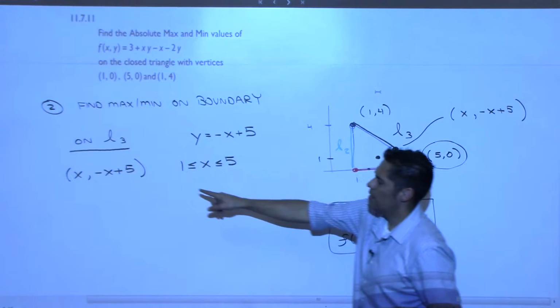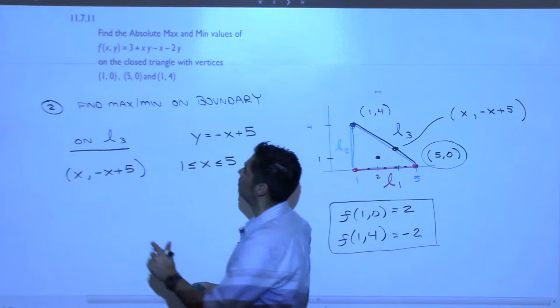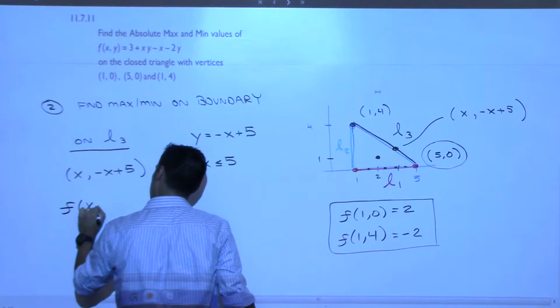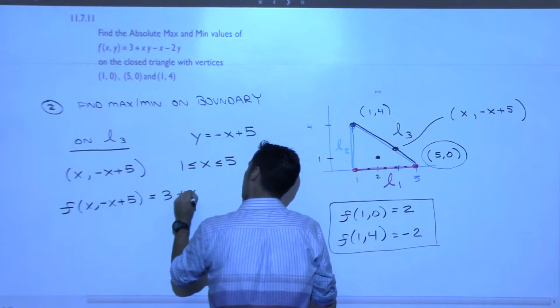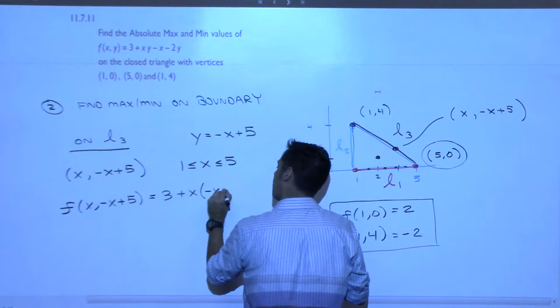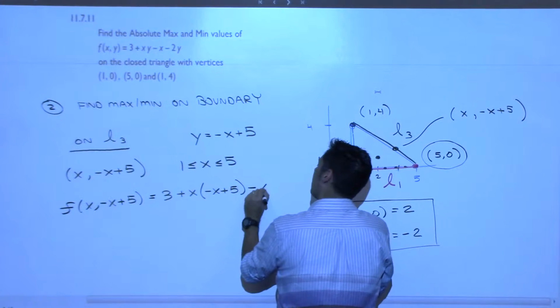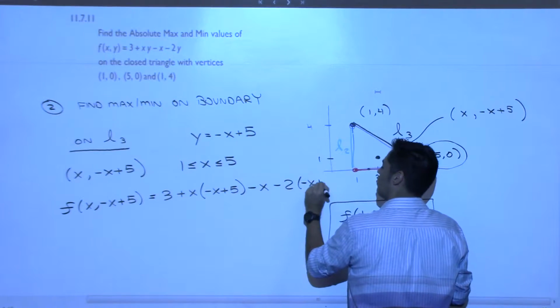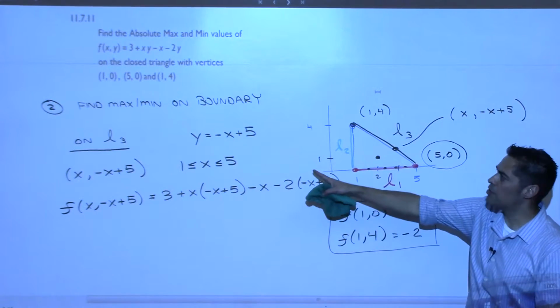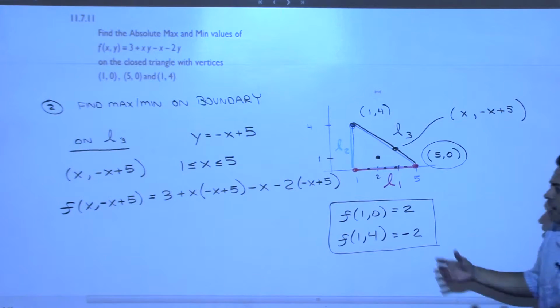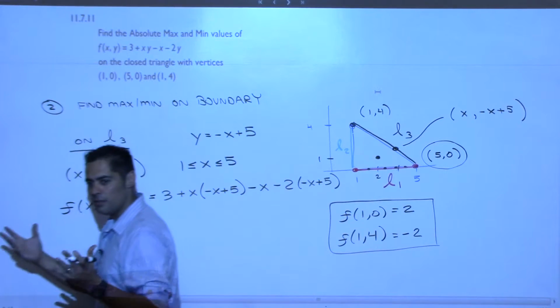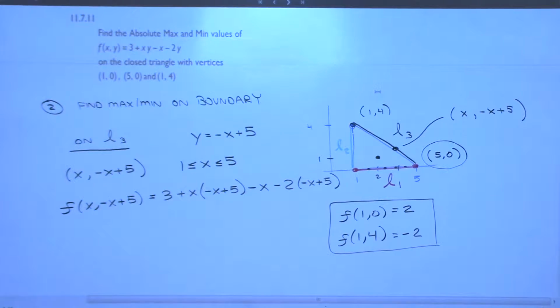Plug this into that. You get f of x comma -x plus 5. This is 3 plus x times the y, but the y is -x plus 5. And then minus x, and then minus 2 times -x plus 5. You see, that's just the original function with all the y's replaced with -x plus 5. Anybody have any idea what type of function this is going to be when you put it all together? It's going to be a parabola, right? Because I showed you the picture. When you plug that line in, we got this black parabola, didn't we? This better turn out to be a parabola.